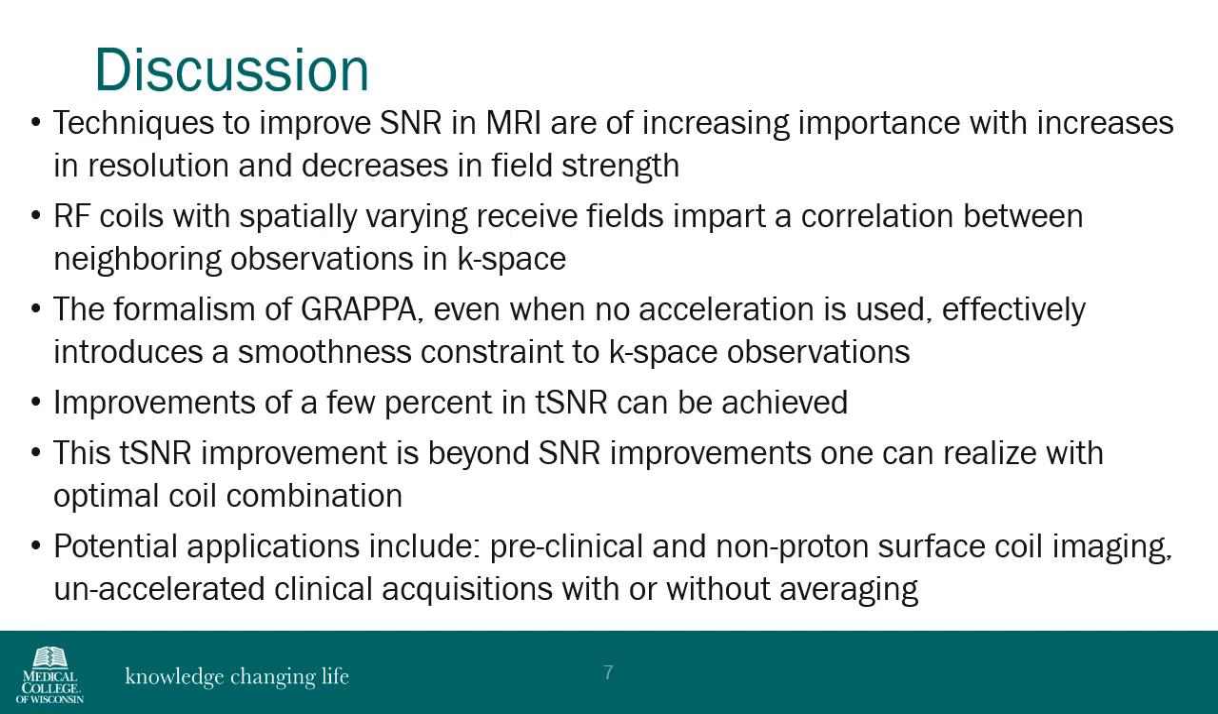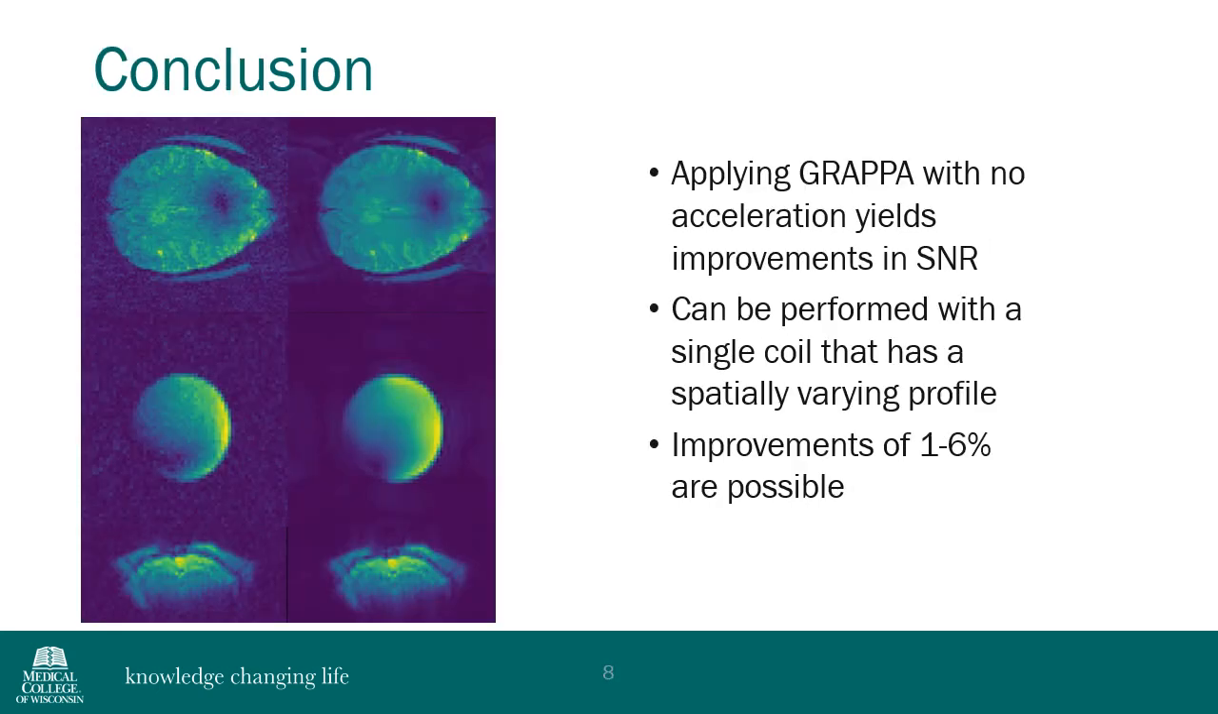This technique can be applicable to signal-starved acquisitions like non-proton or preclinical surface coil imaging, or other clinical applications which do not have sufficient signal-to-noise ratio to justify the use of parallel imaging. In conclusion, we showed here that applying the algorithm of GRAPPA on unaccelerated acquisitions can yield an improvement in signal-to-noise ratio on the order of 1 to 6%.